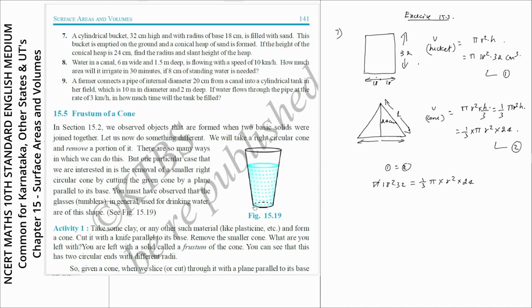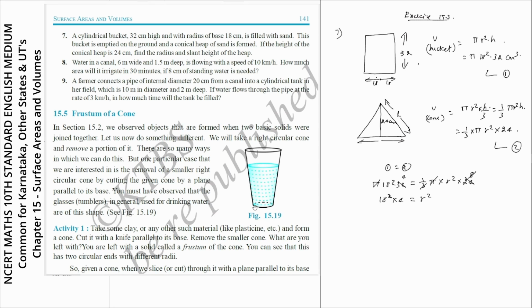Now pi will get cancelled. Now 3 1s are 3, 3 8s are 24. Now 8 1s are 8, 8 4s are 32. Now 18 square into 4 is equal to r square, I'll get.